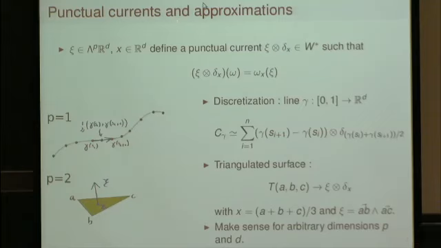So in the space of currents, I know that a manifold is a current, but there are very simple things which are currents, which we call a punctual current. What is a punctual current? This is some kind of infinitesimal manifold, in a sense.